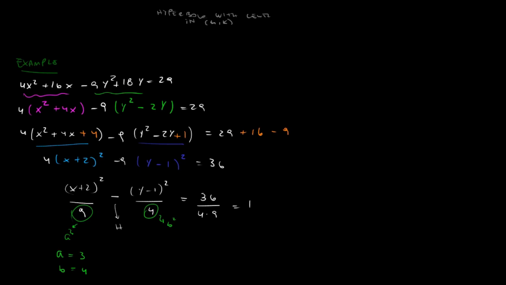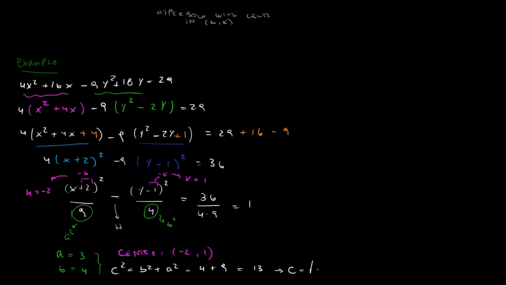Another thing to notice is these two terms here. Remember this was minus h, so h equals minus 2, and this one was minus k, so then k equals 1. Then the center is at (minus 2, 1). Now, using that a equals 3 and b equals 2, we can calculate c, because c squared equals b squared plus a squared. That is 4 plus 9, which equals 13. And this tells us that c equals the square root of 13.